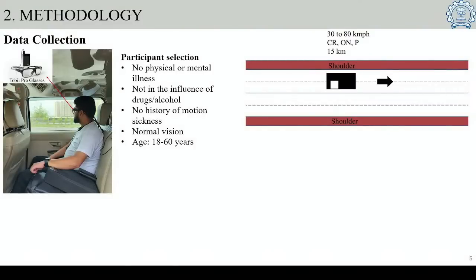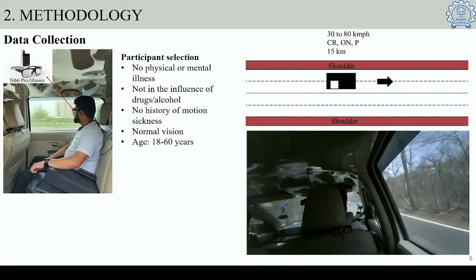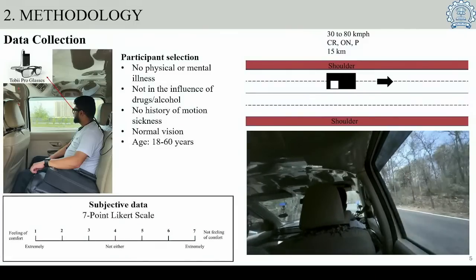Data collection was done using 5 participants, and the participant setup can be seen here. Participants were requested to sit in the rear right position, since it is a two-lane undivided road, and asked to give a rating based on their comfort level while traveling on the road. They gave their comfort rating from 1 to 7, where 1 is feeling comfortable and 7 is extreme discomfort.